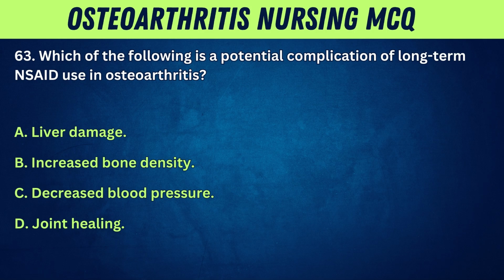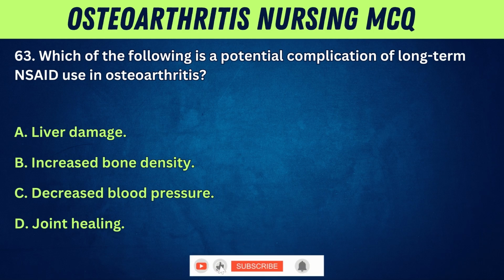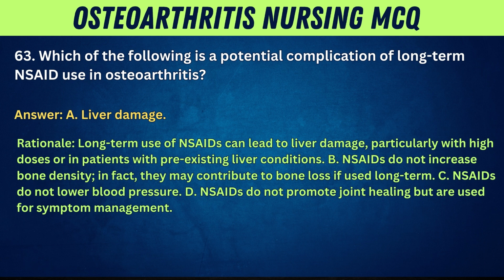63. Which of the following is a potential complication of long-term NSAID use in osteoarthritis? A. Liver damage. B. Increased bone density. C. Decreased blood pressure. D. Joint healing. Answer: A. Liver damage.